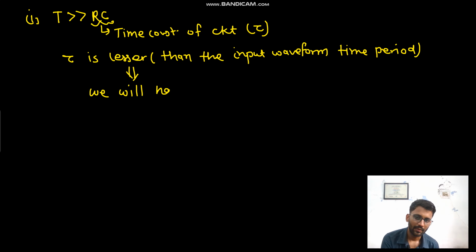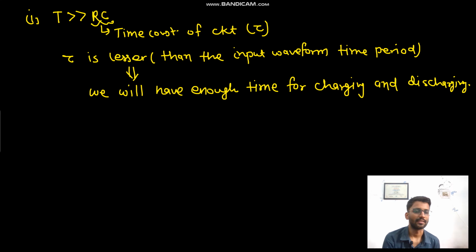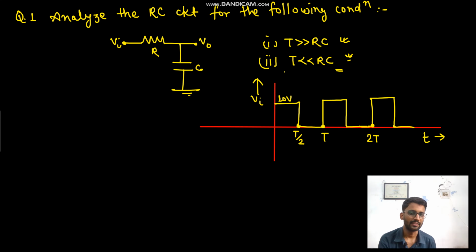So we will have enough time for charging and discharging. What does that mean? That means there will be complete charging and discharging. Why so? Because this T is very large, much larger than RC, and it takes 5 RC time for complete charging and 5 RC time for complete discharging. So there will be enough time for both charging and discharging.